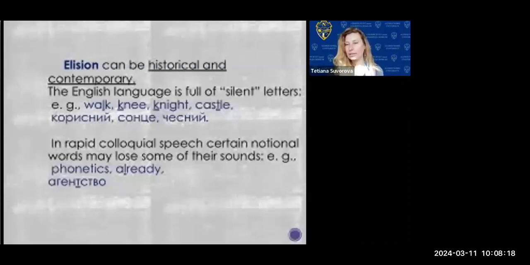sounds disappeared. Корисний, користь has disappeared. Сонце, compared with Russian, L has disappeared. Честь, ale чесний, and so on. Well, and for example, in rapid colloquial speech, certain notional words may lose some of their sounds. Phonetics, here also S can disappear. Ahenstvo, to disappears, and so on.